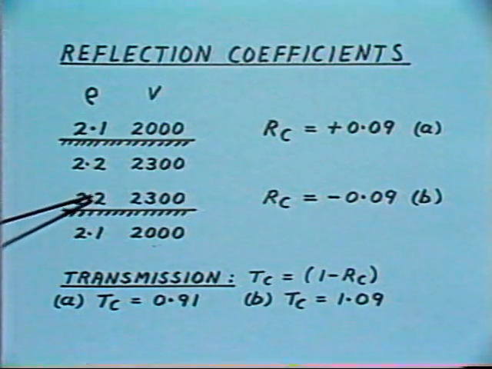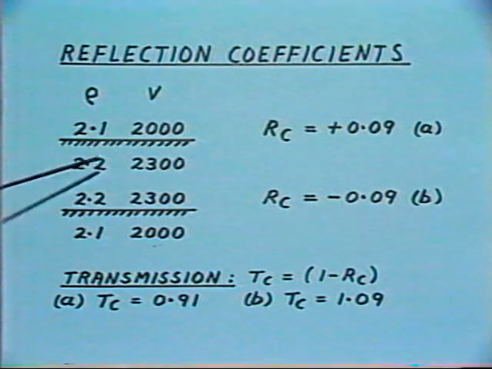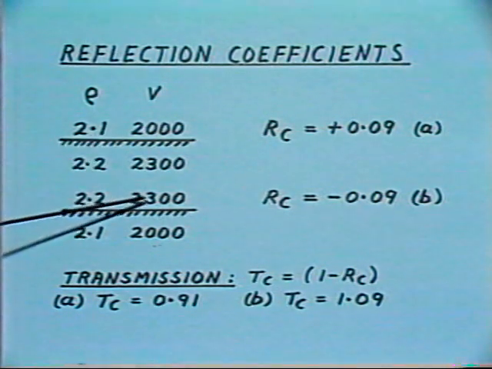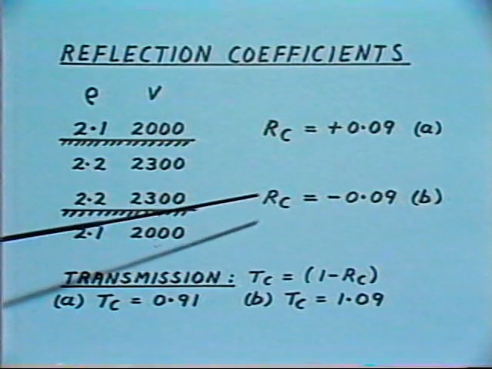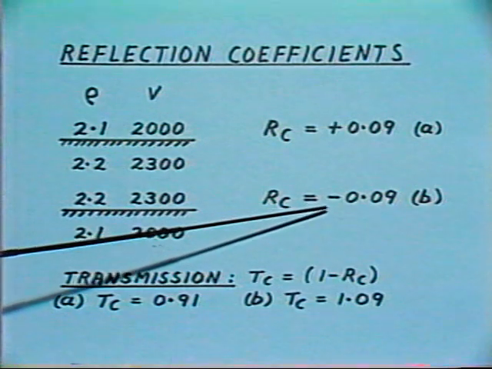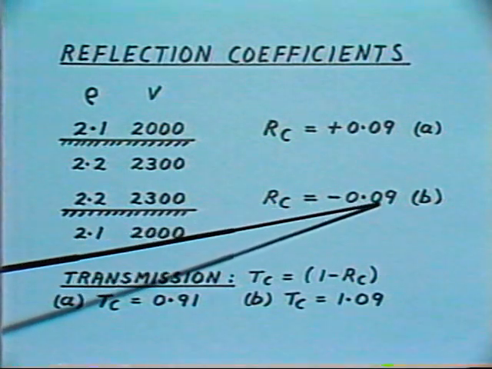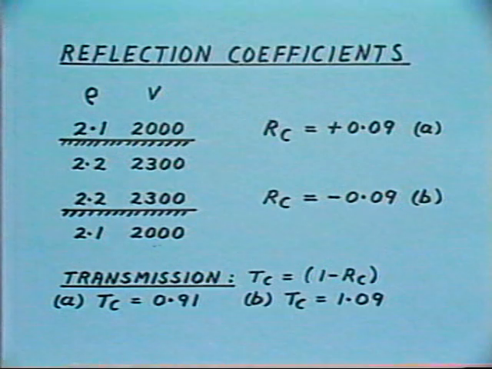If we reverse the two rocks so that we have the one with the higher velocity and higher density above the interface, then we would find that the reflection coefficient gives a negative value. Now this means that the energy reflected from the interface is reversed in polarity. That means that for the P wave, a compression part of the wave is reflected as a rarefaction.